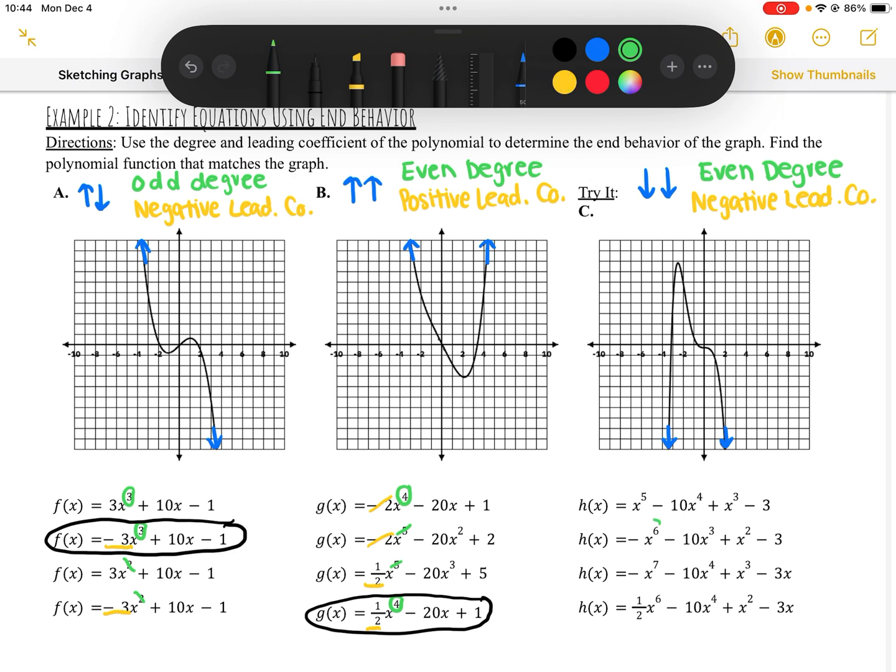So even degree, the second equation has x to the 6th, the last equation has x to the 6th. 5 is not even, 7 is not even. And then a negative leading coefficient, my second equation has a coefficient of -1. That third equation also has a coefficient of -1. The equation that has both the correct degree and leading coefficient is the second one. H of x equals -x to the 6th minus 10x to the third plus x squared minus 3.